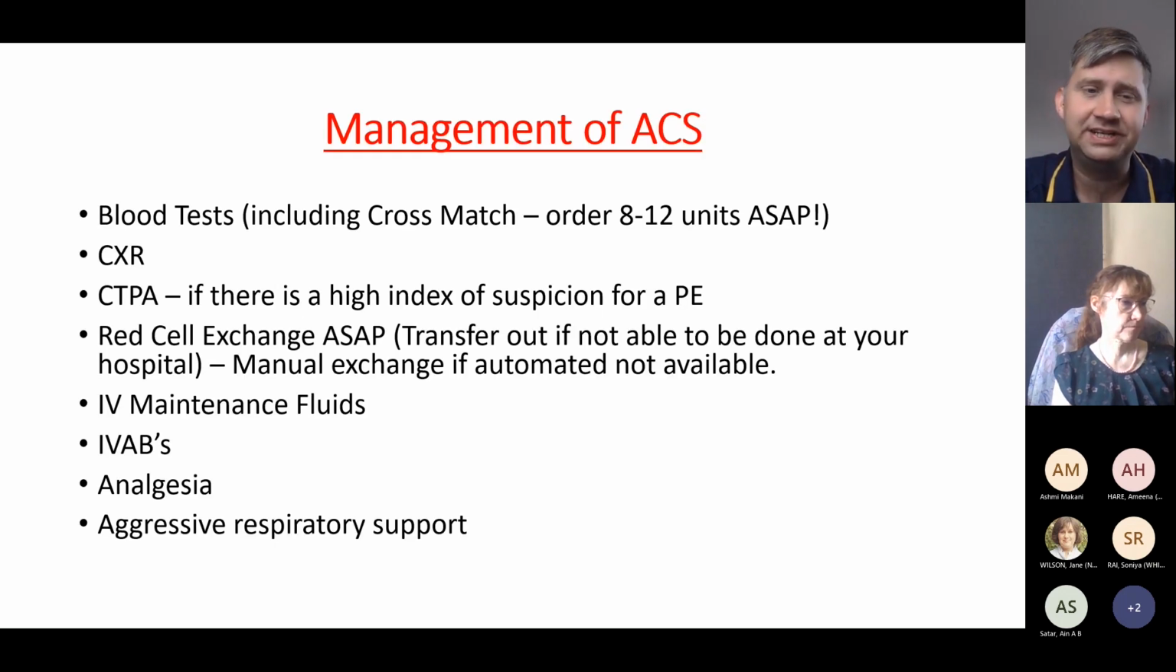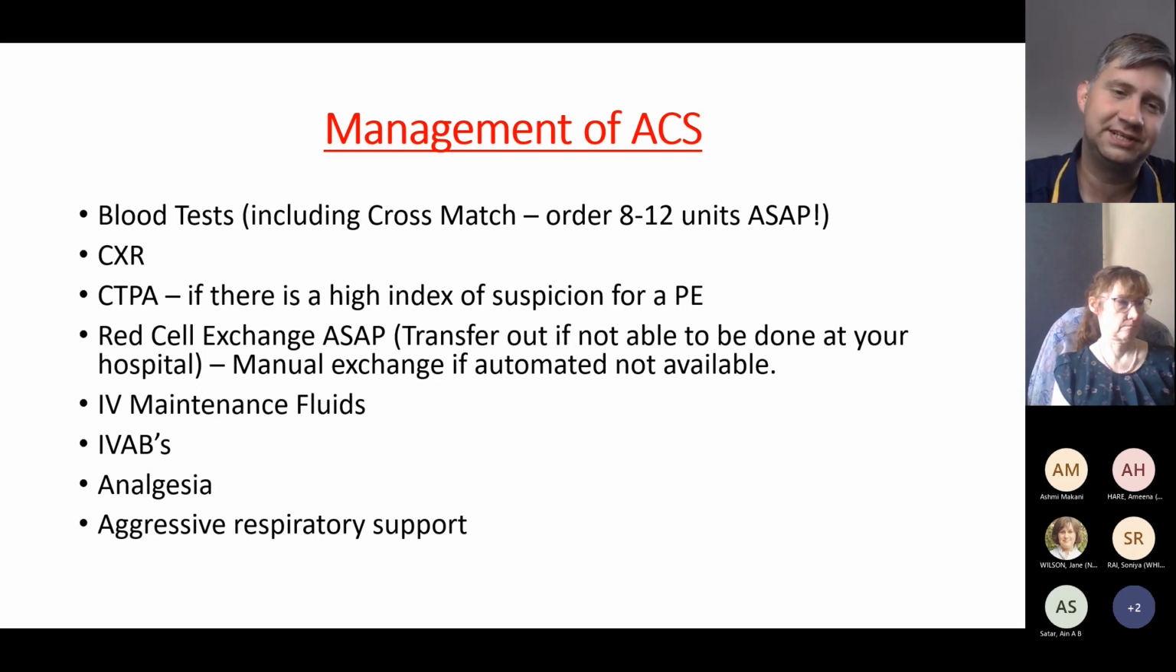So the management of it, we need to do blood tests. And when you're doing a blood test for anyone with sickle, I would always suggest doing a cross match and order 8 to 12 units of blood as soon as possible. Alert blood bank, tell them that we need it as soon as possible, so if they can make it priority, because the main treatment for acute chest syndrome is to do red cell exchange.